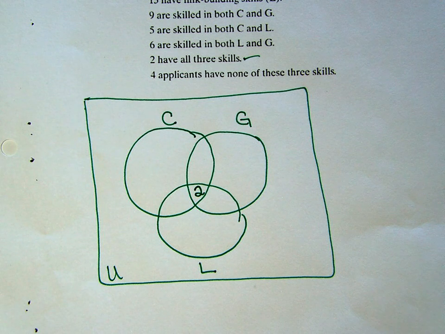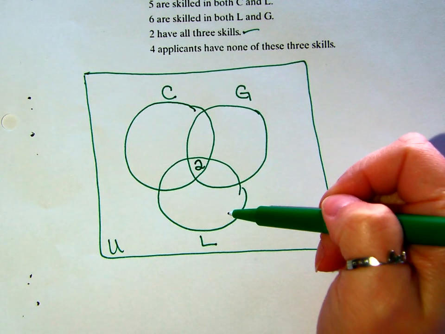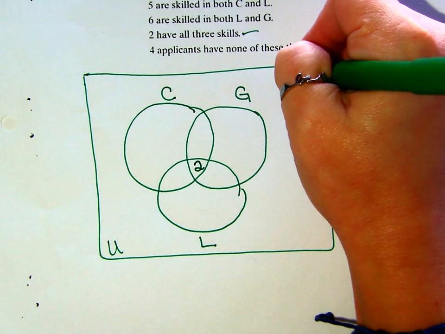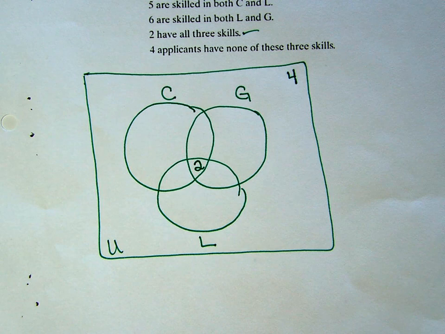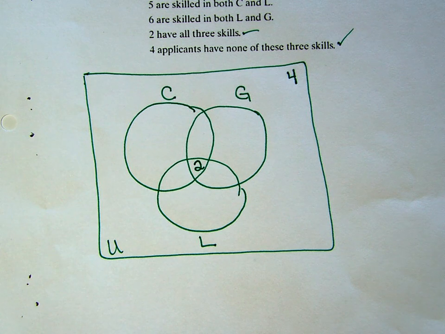It also tells me on that last line that 4 applicants have none of these skills. So they can't do copywriting, graphic design, or the link building. That means they live out here in the universe, but not inside any of our circles. They're part of the applicant pool, but they don't have any of these skills. So the odds of those 4 getting hired are probably not that great, but they are part of the application pool.